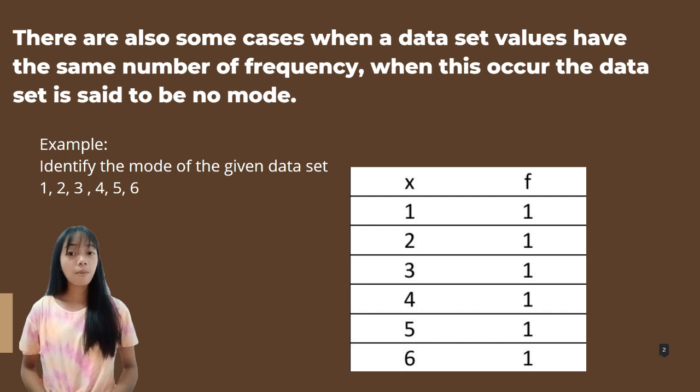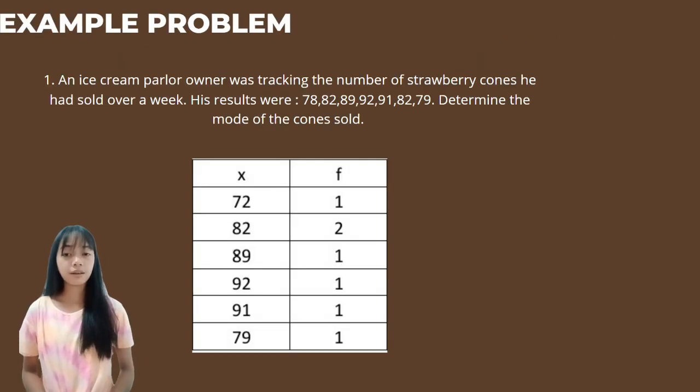Here are some example problems. Number 1. An ice cream parlor owner was tracking the number of strawberry cones he had sold over a week. His results were 72, 82, 89, 92, 91, 82, and 79. Determine the mode of the cones sold.